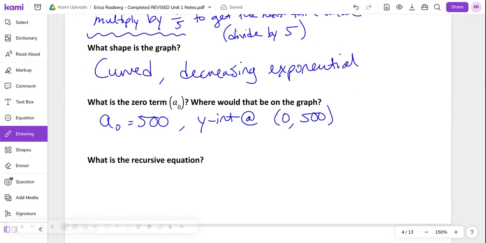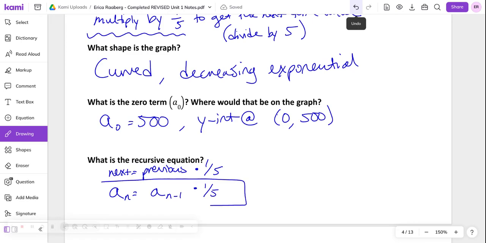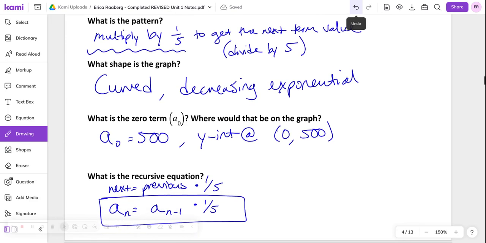And then the recursive equation, again, if I write it out in words, the next term would be the previous term times 1/5. Or we can write a sub n equals a sub n minus 1 times 1/5. This is the preferred way to write it using our sequencing formatting or notation. All right, and that is it for our geometric sequences.